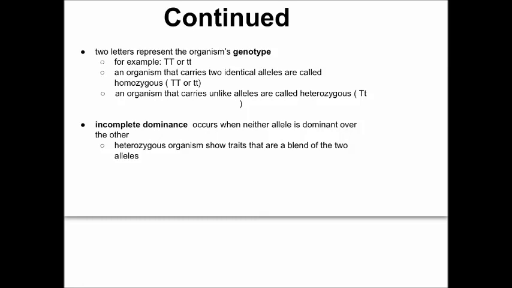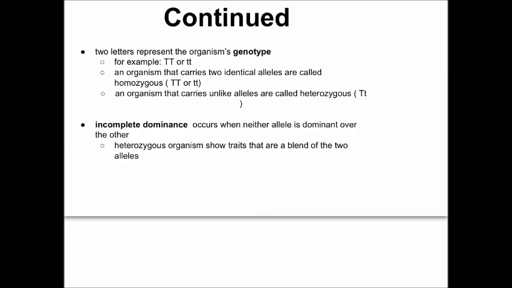Two letters represent the organism's genotype, for example, two big T's or two little t's. An organism that carries two identical alleles is called homozygous, which are the two big T's or two little t's. An organism that carries unlike alleles is called heterozygous, which is one big T and one small t.